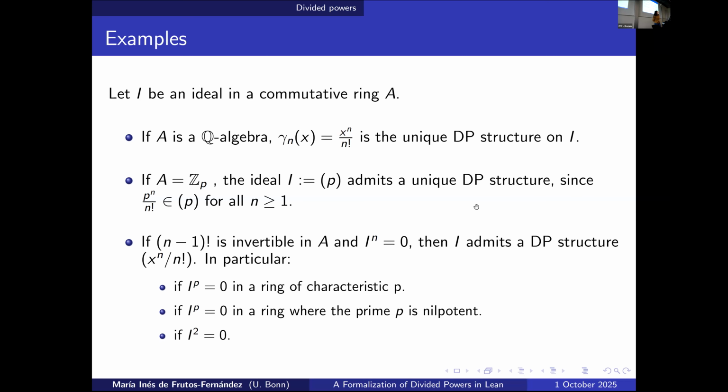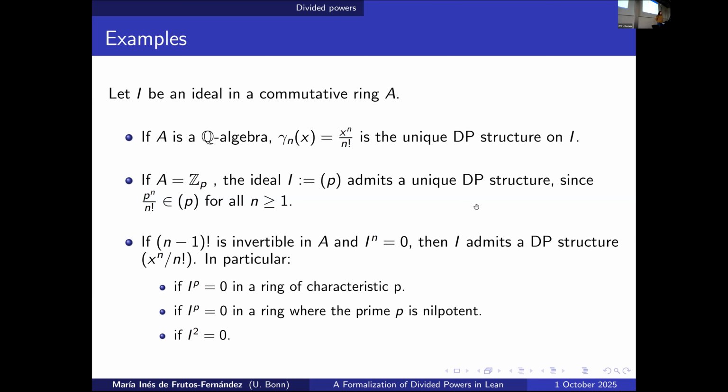The second example, which is interesting for number theory, is you take A to be the ring of p-adic integers, and you take the ideal I generated by p. Again, we saw that there is a unique divided power structure on this ideal. And to prove this, what we need to check is that in the p-adic integers, the fractions p to the n over n factorial are always divisible by p. So these are always going to land in the ideal (p).